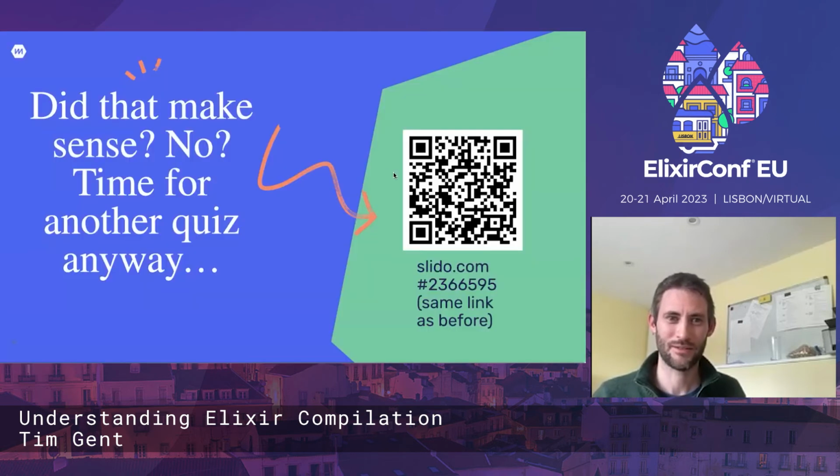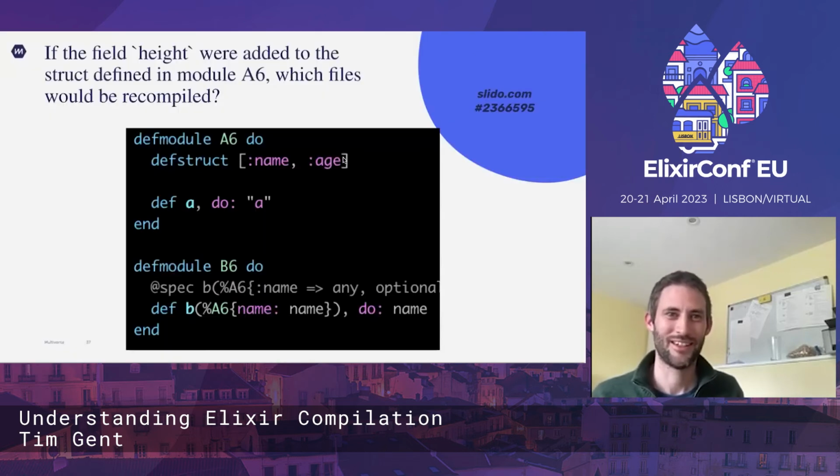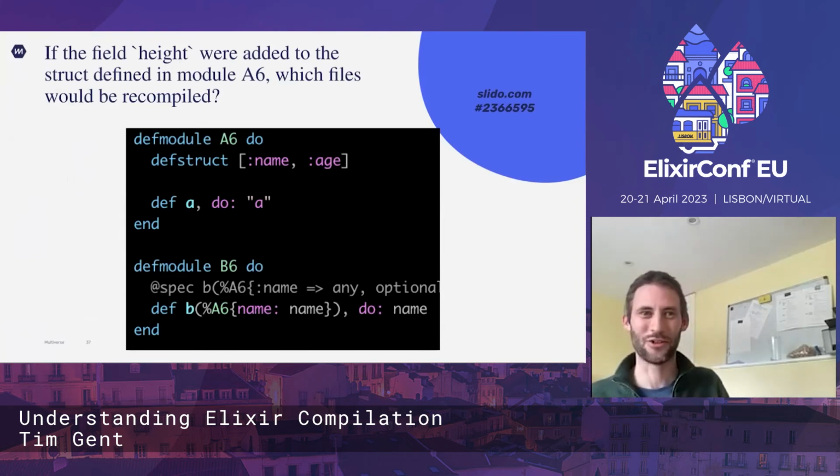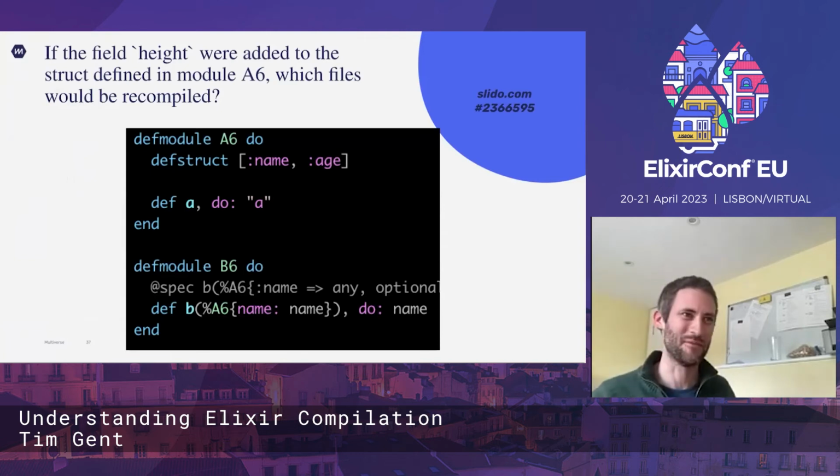Did that make sense? No? Well, it's time for another quiz anyway. Last few questions, bear with me. So if the field height were added to the struct defined in module A6 below, which files would be recompiled? Just 20 seconds for these ones. You don't have to hold quite such a complex diagram in your heads for this.